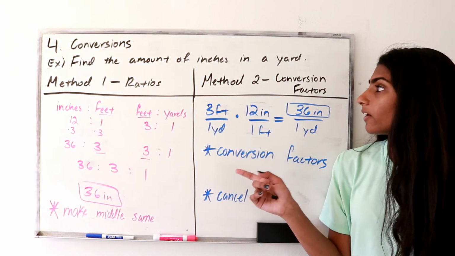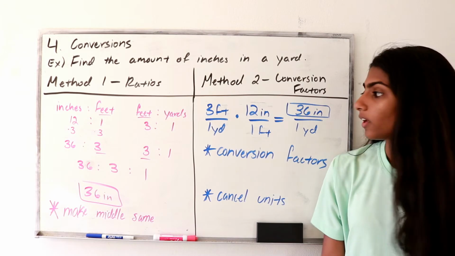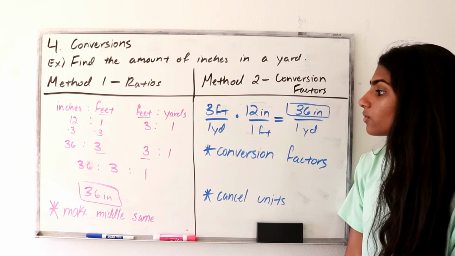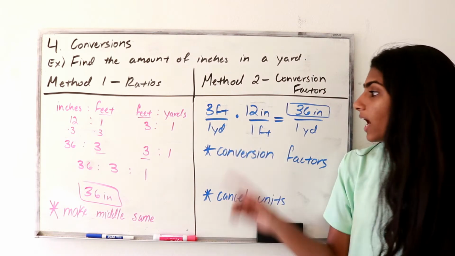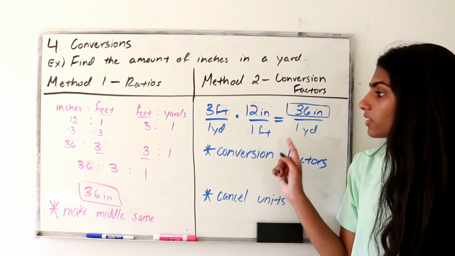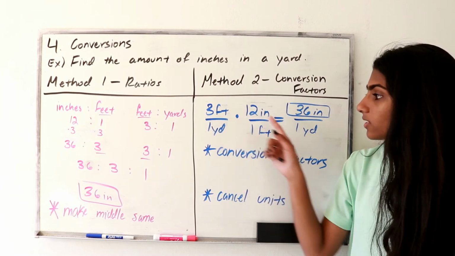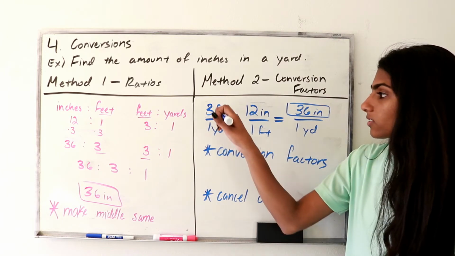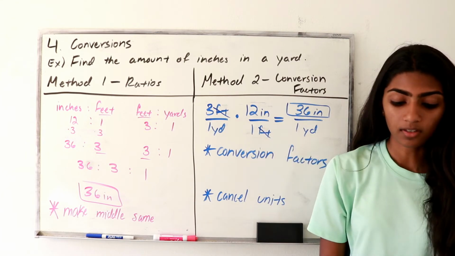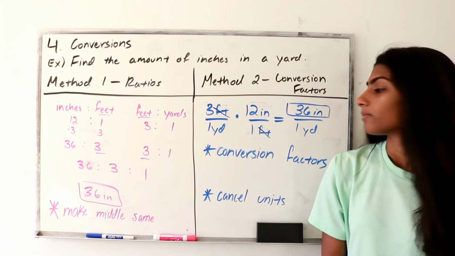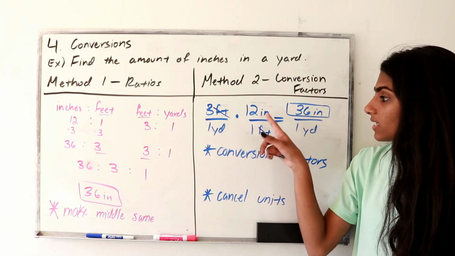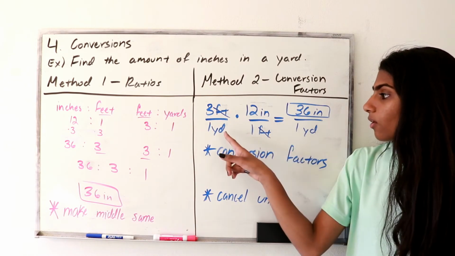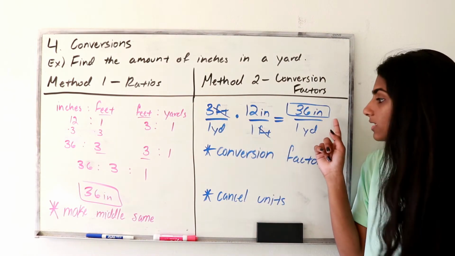So let's look at this method again. This method uses conversion factors. We are writing this ratio in fraction form: 3 feet is 1 yard, so 3 over 1, times 12 inches over 1 foot. The main thing about this method is you're trying to cancel out the units. When you have feet on top and feet on bottom and you're multiplying them, they cancel out because it's just going to be equal to 1, like 1 over 1 equals 1. Now what you have left is inches over yards, and we have to multiply by 3. So 3 times 12 equals 36 over 1 yard. So we know that there are 36 inches in 1 yard.